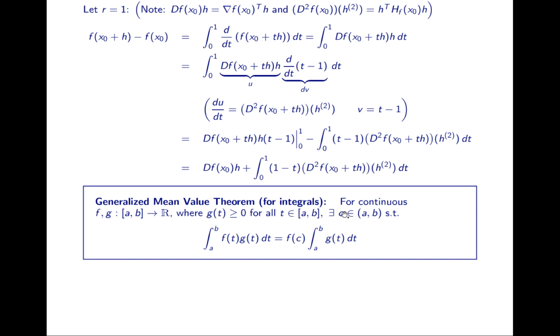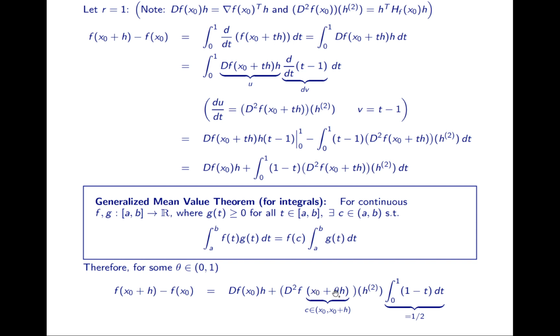Then there's a value of c for which the definite integral of f of t times g of t is f of c, for some c in the interval, times the integral of g. So we're going to apply this result to this here. Again, this is g, and this entire thing is my f.